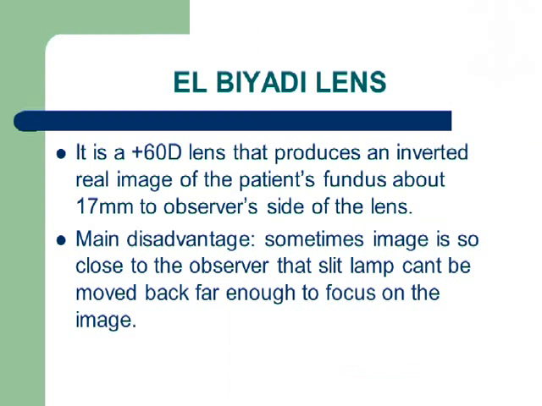The Volk lens also was a very useful tool. It was a plus 60 diopter lens that produced again an inverted real image of the patient's fundus about 17 millimeters to the observer's side of the lens. The main disadvantage was that it was so close to the observer that the slit lamp had to be moved back while using it. Maybe that's why it lost its popularity.